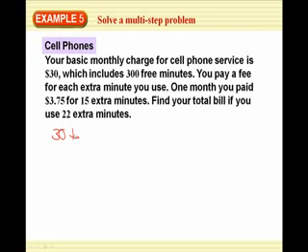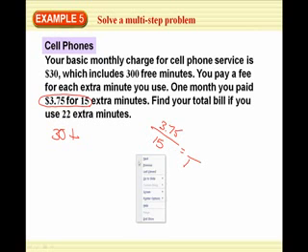Well, how much does an extra minute cost? Well, right over here, you paid $3.75 for 15 extra minutes. How much would that be for 1 extra minute? So we just divide it. 15 into 375.